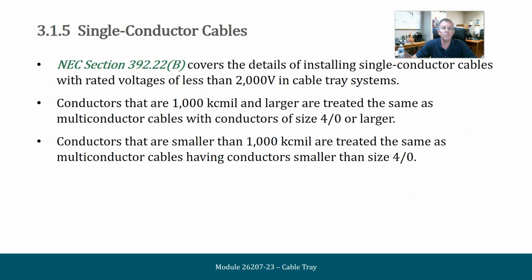Single conductor cables. NEC Section 392.22(B) covers the details of installing single conductor cables with rated voltages of less than 2,000 volts in cable tray systems. Conductors that are 1,000 kcmil and larger are treated the same as multi-conductor cables with conductors of size 4/0 or larger. Conductors that are smaller than 1,000 kcmil are treated the same as multi-conductor cables having conductors smaller than size 4/0.